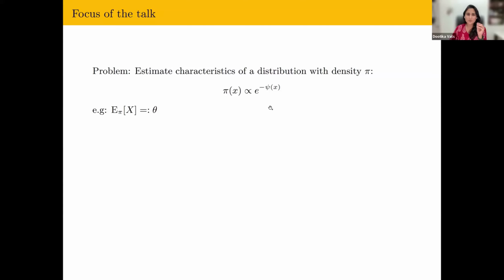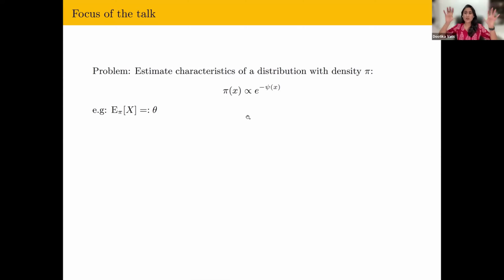At the outset, what we're interested in is a distribution with density pi, and pi is of the form e to the minus psi of x. This is just the way I will be representing the density, and psi of x is the part of the density that I will be concentrating on. What I'm interested in is estimating characteristics of pi. For example, I could be interested in the mean of the density pi, and I'll denote that object of interest as theta. So theta is an expectation of interest for us.